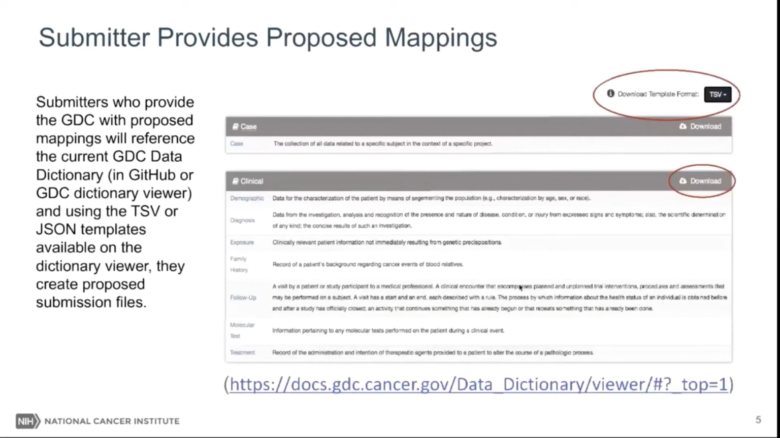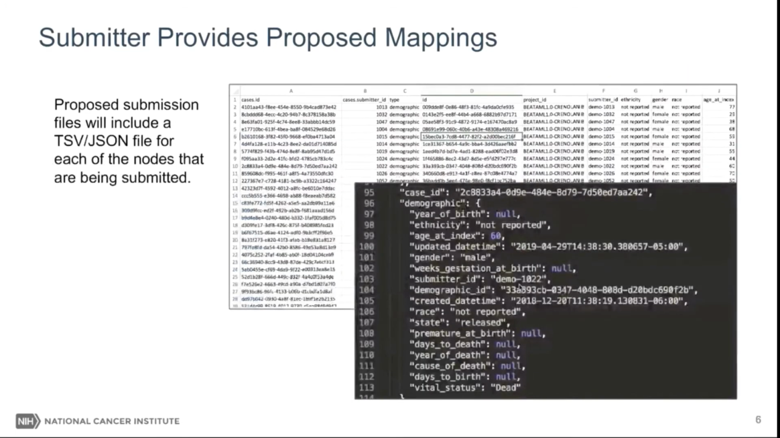So if a submitter was to propose their own mappings, they would start by going to the GDC dictionary. And I have a picture here of the dictionary viewer. They can select on the top right whether they want to use a TSV or a JSON format. And for each of the categories, you can see the clinical category here includes the nodes that Bill described. They're listed here: demographic, diagnosis, etc. If you were to click on the download button that I have circled here, a zip file would be downloaded with a TSV or a JSON template for each of these nodes. And so that can be used to create the proposed submission.